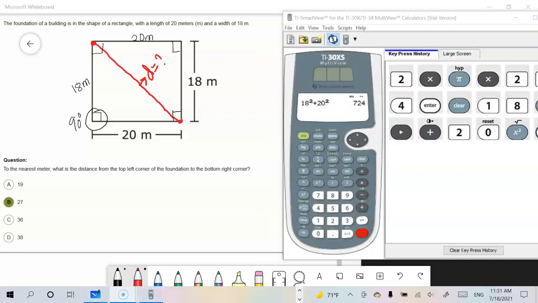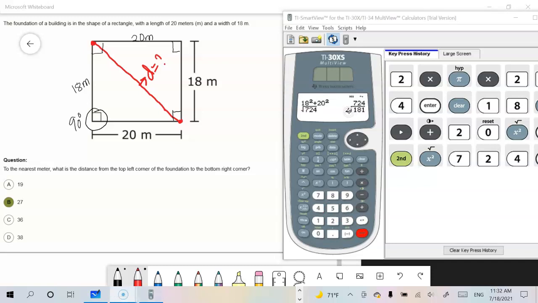So I'm going to calculate the square root. You can see the square root is in green here, so you need to press the second key. Because you are pressing the green key, it's going to calculate the green function, which is the square root. So I'm going to press second, and then this key, and then I'm going to put 724. Okay, 724. And then I'm going to press enter, and then it gives me this result here.